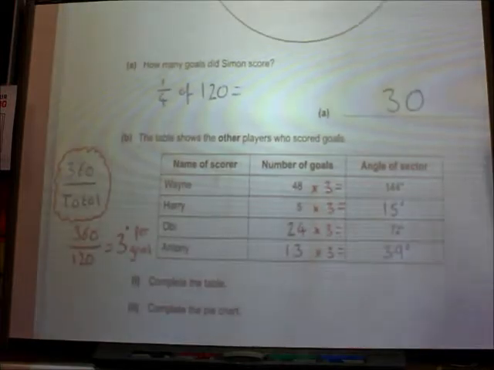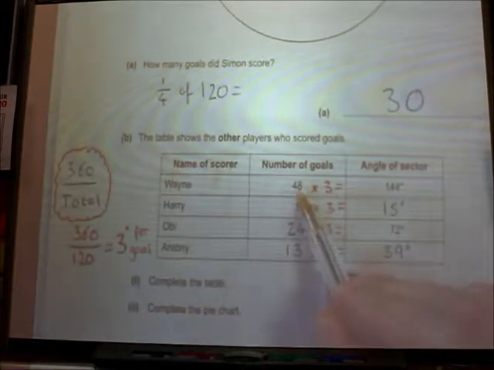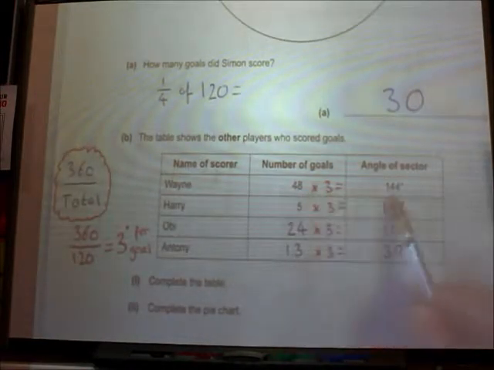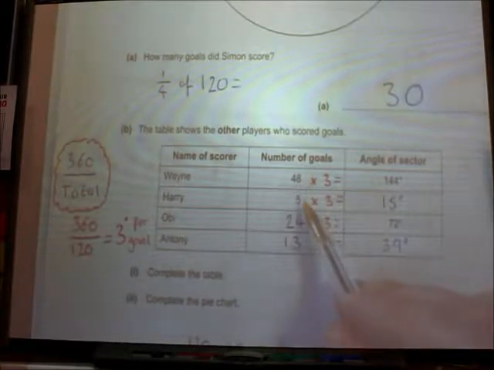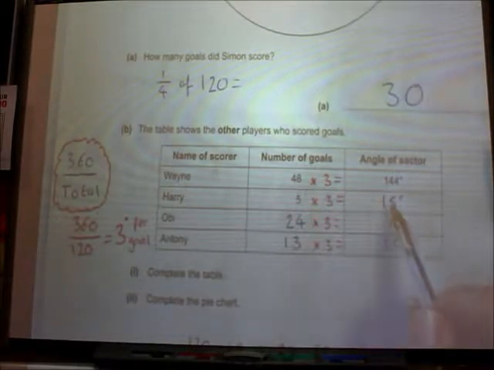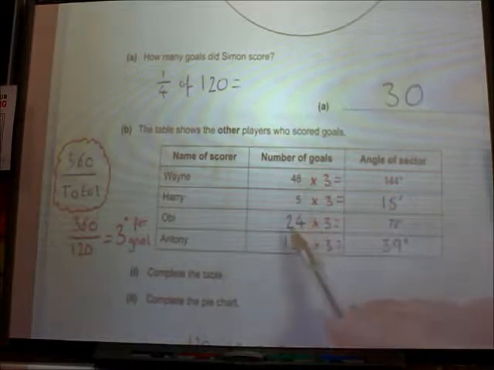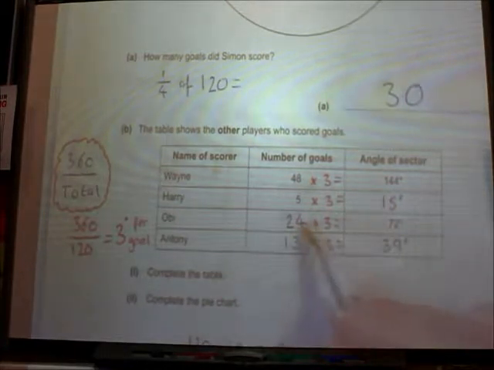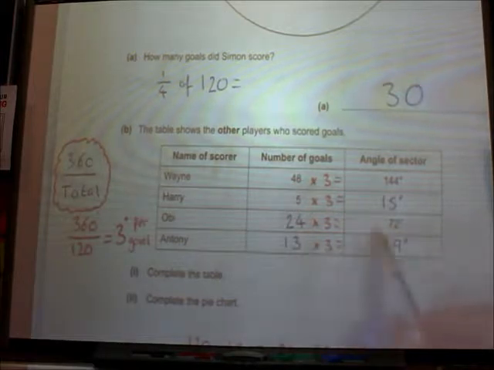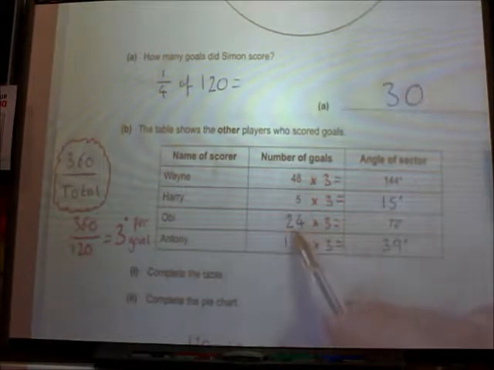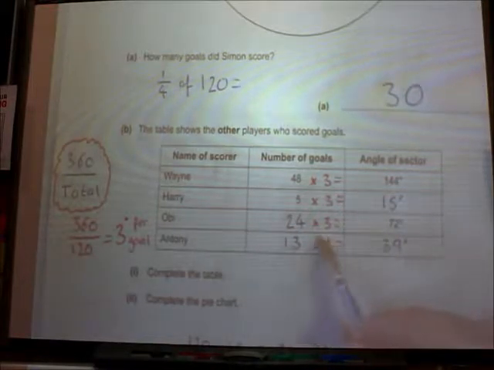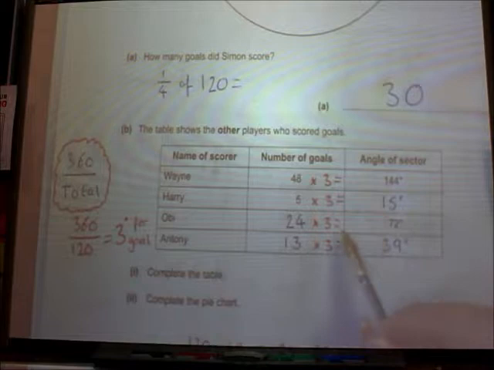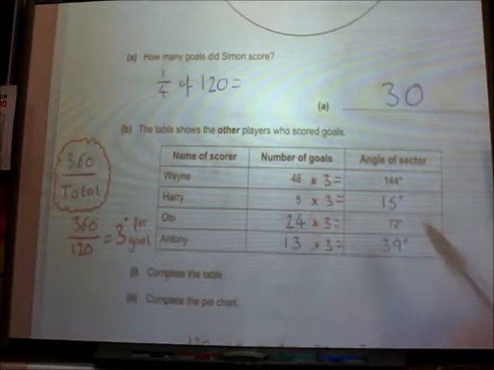And you can check that this works, because look, 48 goals times 3 will give you 144 degrees. The next one, 5 goals times 3 gives you 15 degrees. The next one here, we didn't know what this number was, we had to work the other way. So if you know the number of degrees but you don't know the number of goals, instead of multiplying by 3 this way, you can divide by 3 going back the other way. So 72 divided by 3 will give you 24.